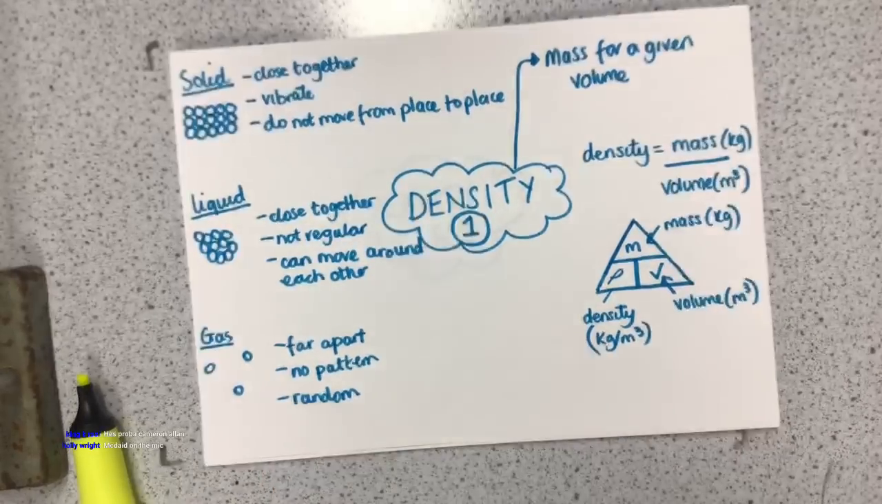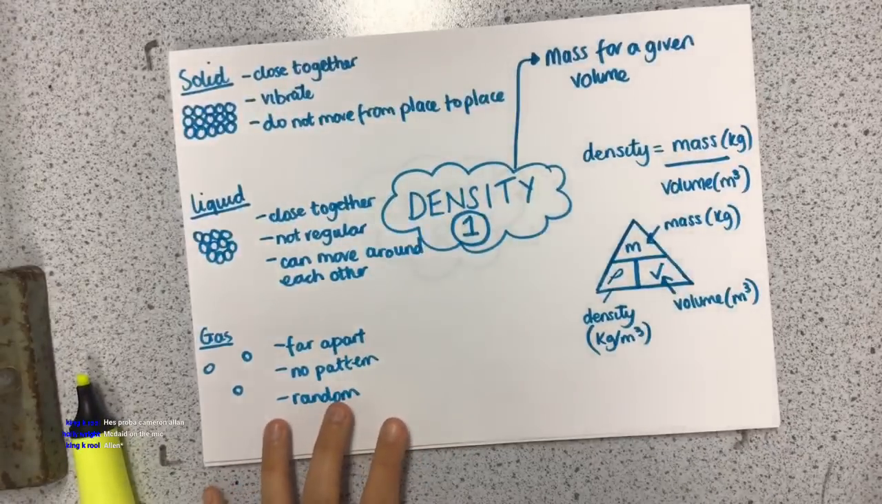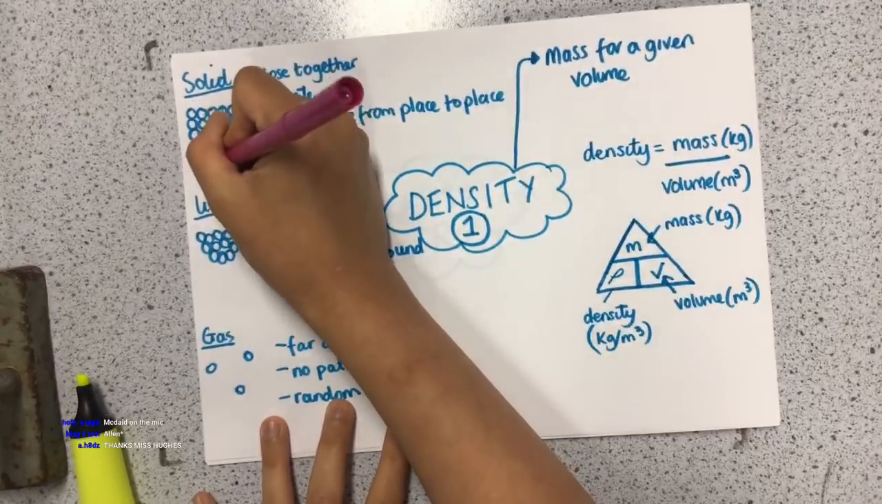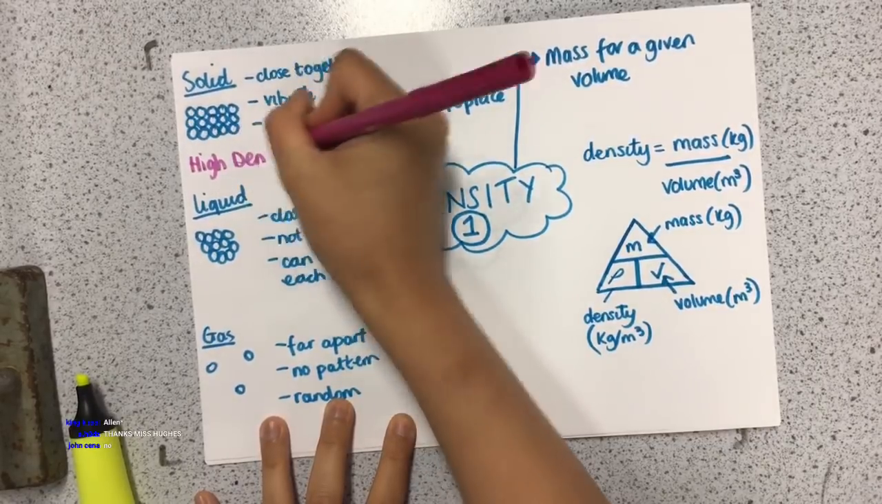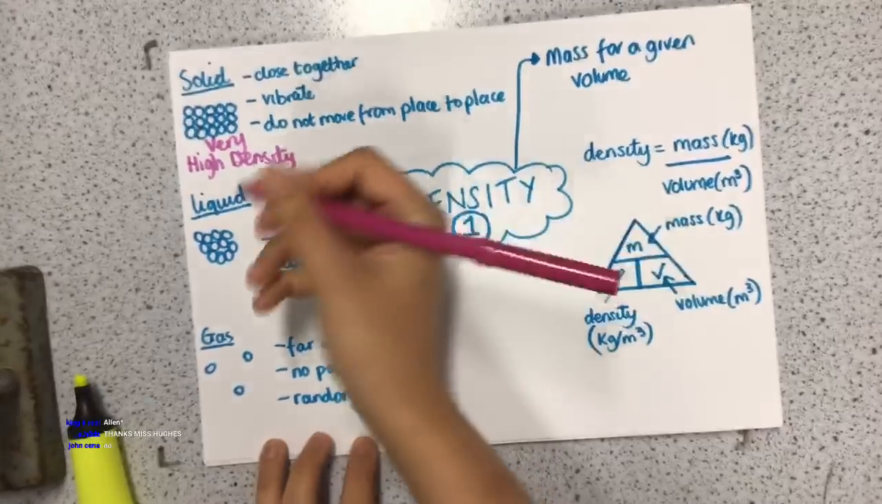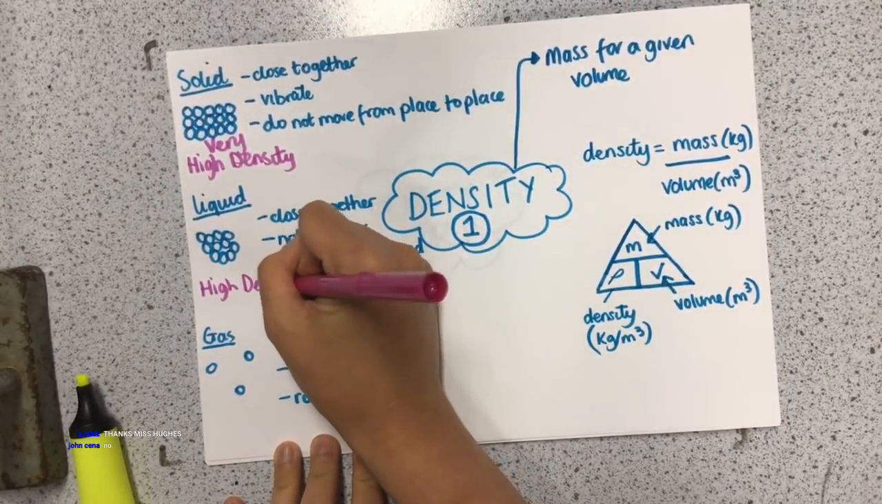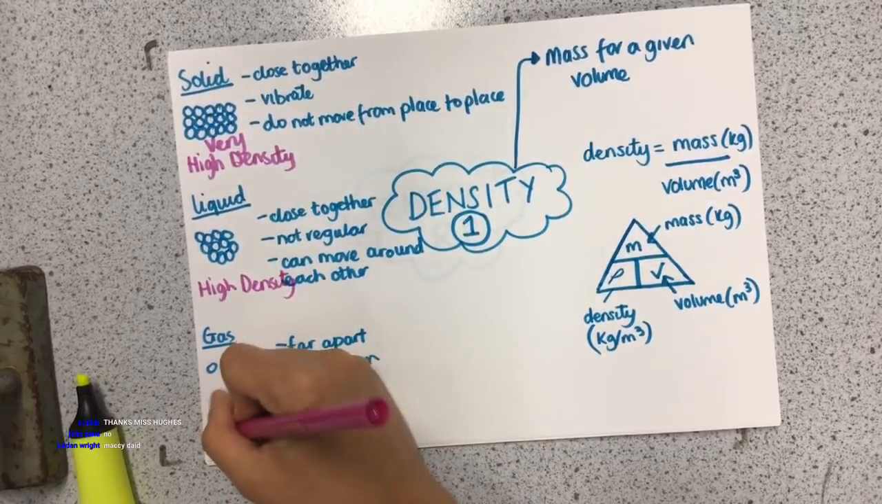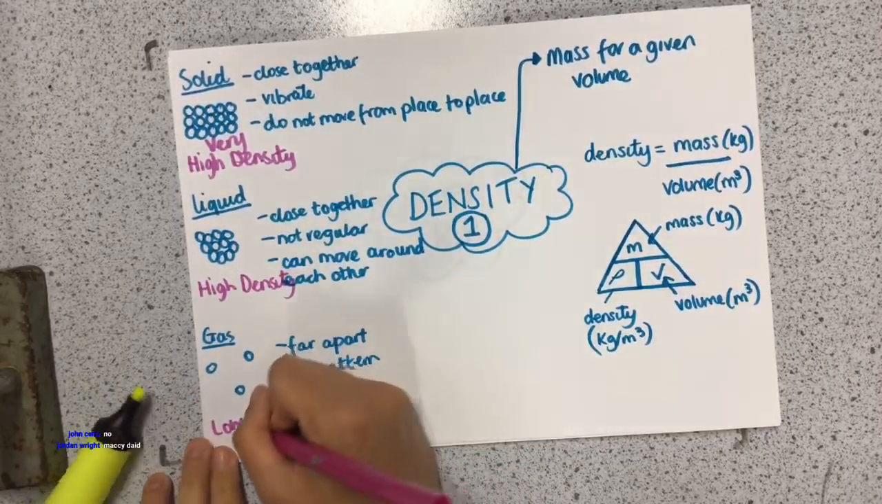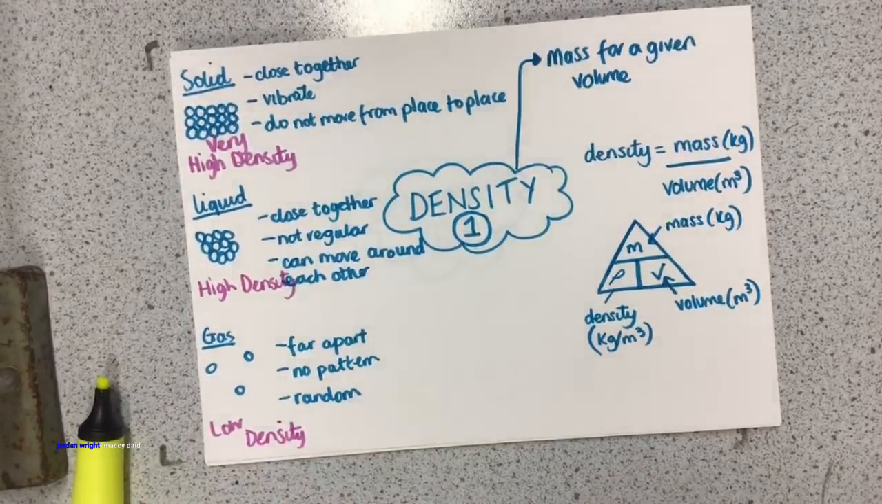Now, in terms of density linking into the 3 states of matter, hopefully it's quite obvious that your solids have high density. You might even describe it as a very high density. Liquids then being high, not very high. And then gases being low density. So they would have a low mass for a given volume, whereas solids would have a high mass for a given volume.